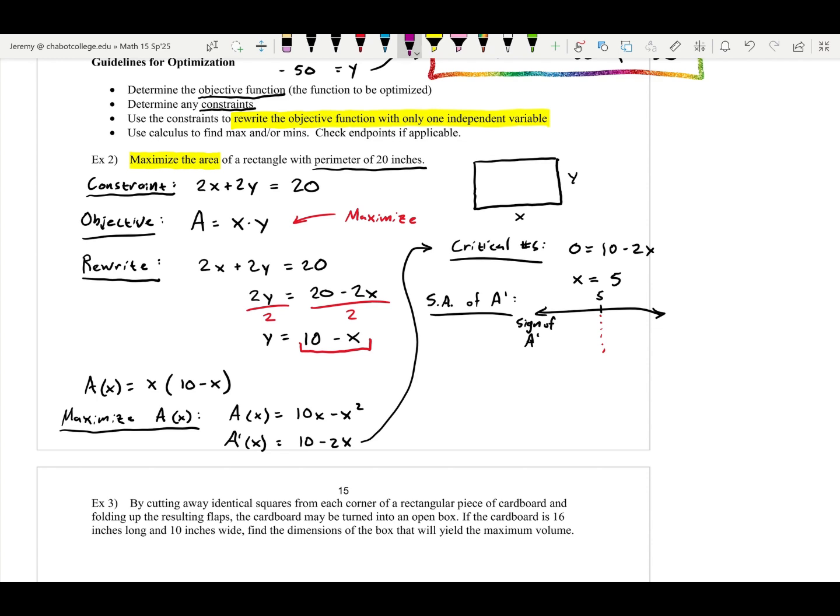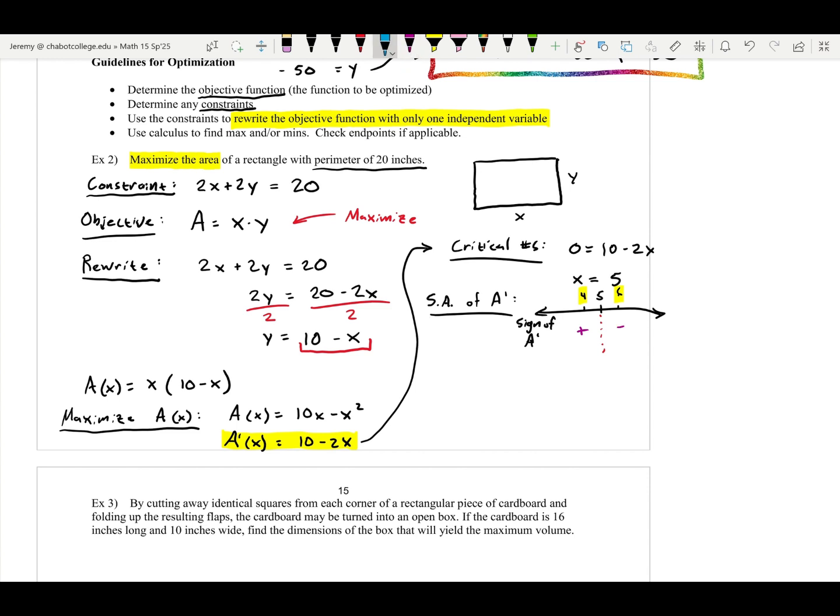If I plug in, we could use test values 4 and 6. I always just use whatever the easiest numbers are, integers to the left and right of my critical number. And I'm plugging into my derivative, so I'm plugging into A prime of x over here. If I put in 4, I'm going to get a positive number. I think I get positive 2 out. If I put in 6, I get out a negative number. I get out negative 2.